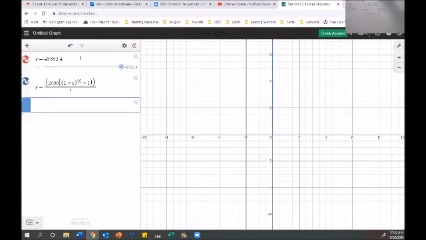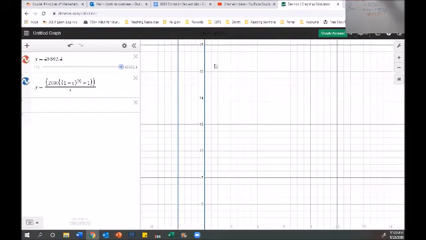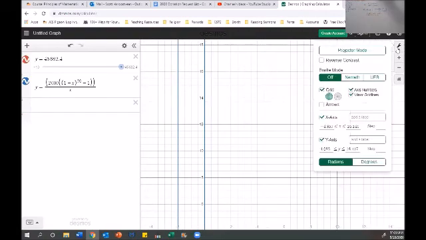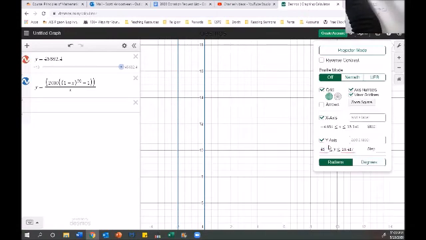Hit enter. Okay, so now I should have two graphs. This is not going to be super helpful because my information is way up here at y equals almost 46,000. So I'm going to set my boundaries here to be right around there, 45,600 to 45,700.